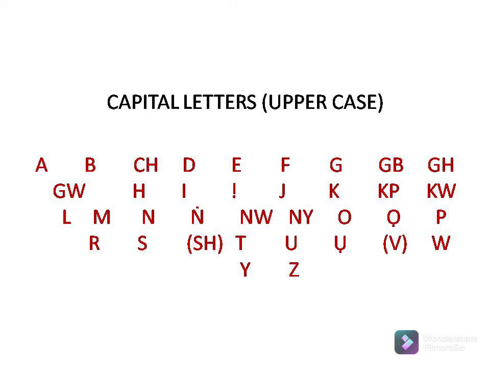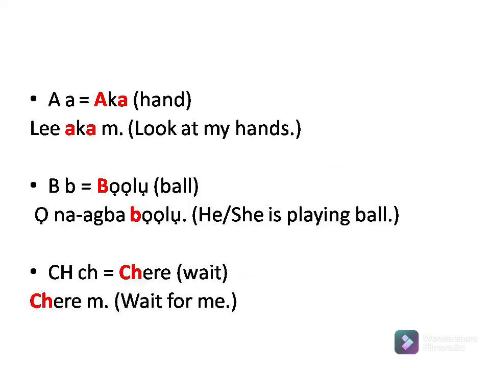Now let's say these letters in words. And in words, we use the words in making sentences, and you also see their translation in English language. The first letter is A, and you will see it in a word like Aka. Aka means hand. Now in a sentence form, Le akam, which means look at my hands.